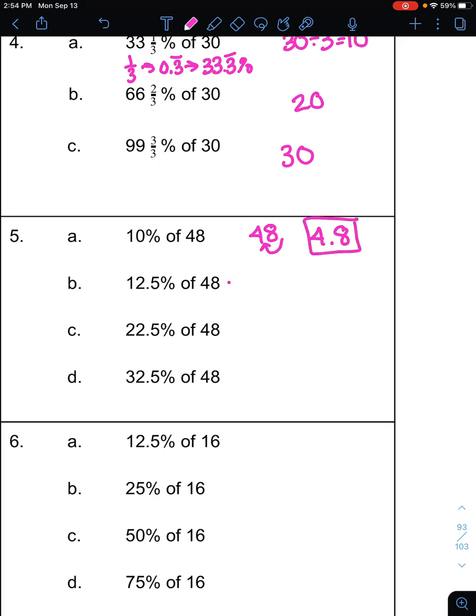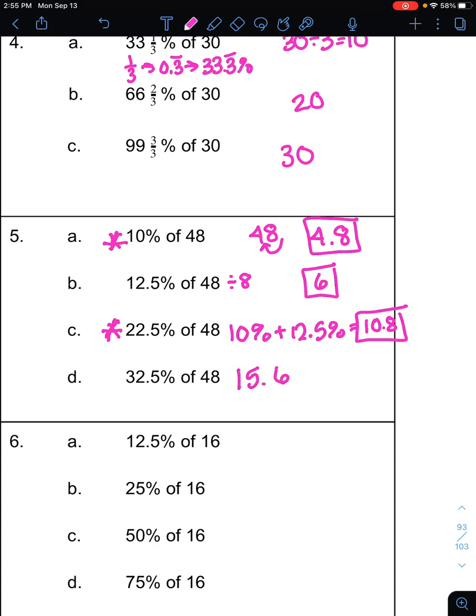12.5%, I could divide it by 8. That gives me 6. 22.5%. Now that's a crazy one. We don't know any trick for that, but we can add our previous two numbers. We could do our answer for 10% plus our answer for 12.5%. That's 10.8. And lastly, 32.5%. That looks like I could add 22.5 plus 10%. So if I add up those two, I get 15.6.